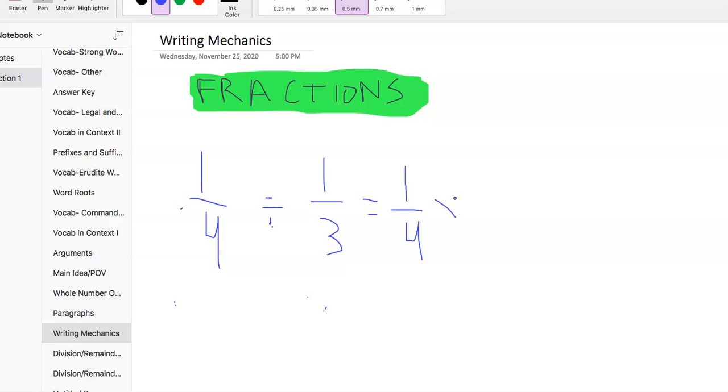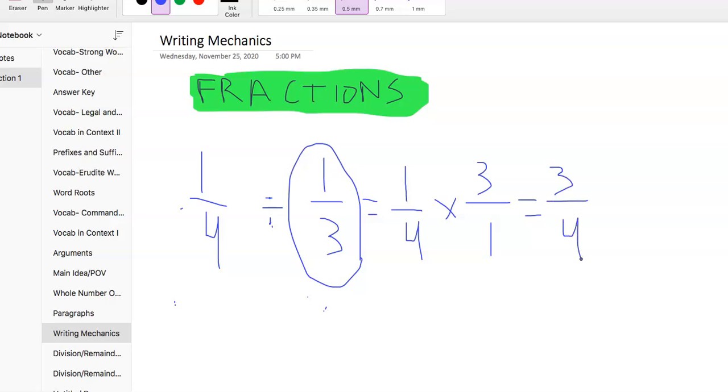Now we're going to be multiplying, and this 1/3 here, we're just going to flip it, right? So the 3 was on the bottom, now it's on the top. The 1 was on the top, now it's on the bottom. And then we just multiply it out. 3 times 1 is 3. 4 times 1 is 4. We're done.